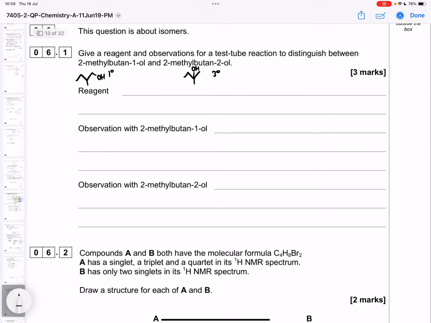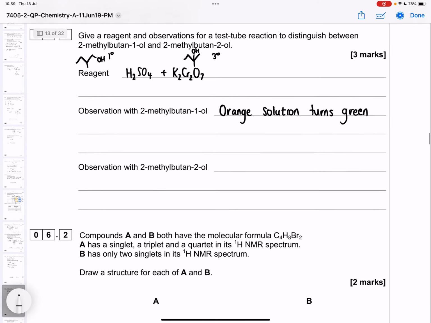So what we're looking at here is that tertiary alcohols cannot be oxidised, but primary can. So we want to use acidified, so H2SO4, potassium dichromate, K2Cr2O7. You could write that in words if you're not sure of the formulas. Acidified potassium dichromate. With the primary alcohol, we'll see the orange solution turns green, because it can be oxidised, therefore reducing the dichromate to chromium 3.